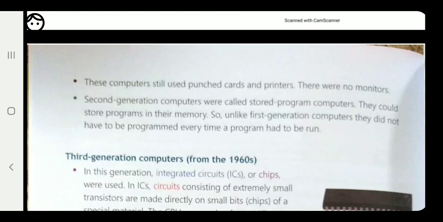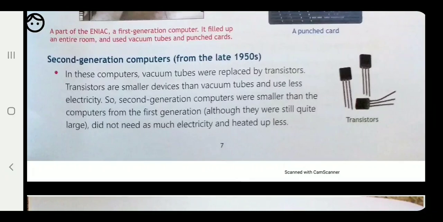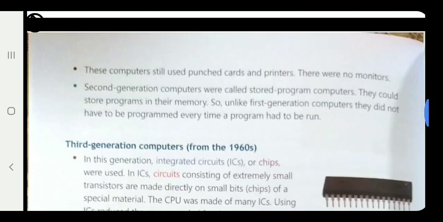There were no monitors. Second generation computers were called stored program computers. They could store programs in their memory, so unlike first generation computers, they did not have to be programmed every time a program had to be run. As compared to first generation computers, second generation computers take less space to install, but the punched card and the printer were the same. Although vacuum tubes were replaced with transistors, which help to do the electrical work easily and generate it properly.